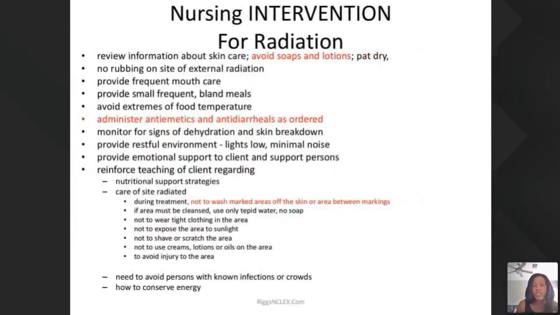So for nursing interventions for radiation, the other thing too, you don't want to spend too much time in this client's room. You don't want to touch their body fluid. You want to flush the toilet twice. In addition to that, teach them to avoid washing off the spot for the radiation.